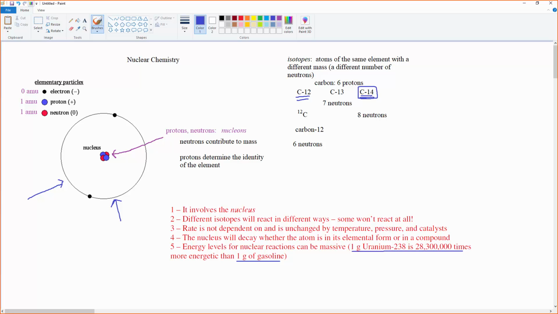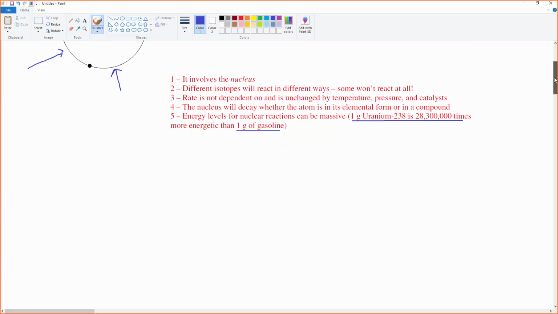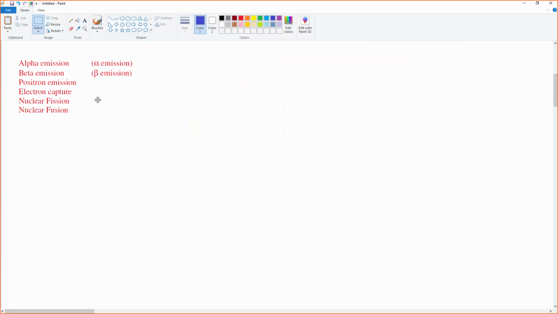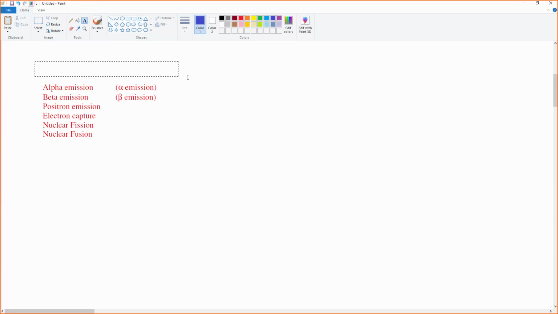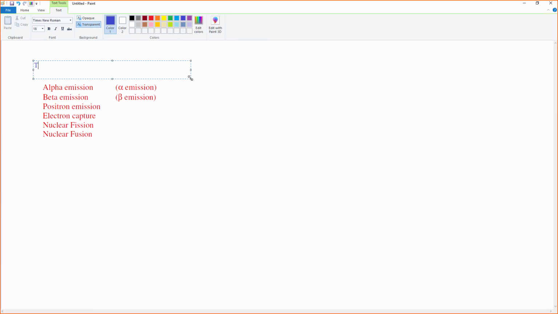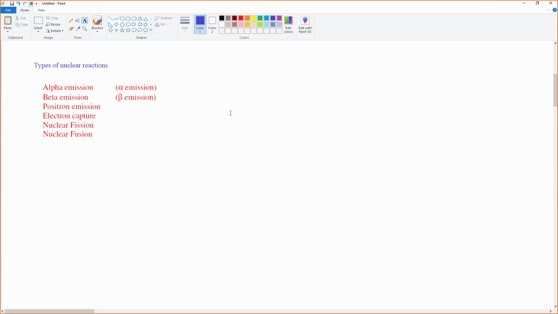So those are the differences between nuclear reactions and chemical reactions you should know and understand for the test. Okay, we have 6 different types of nuclear reactions which you need to know for the test and need to be able to apply. And let's just briefly go over what these are and how we represent these, and then we'll take a little break, okay? So I'm going to scroll down here. Types of nuclear reactions that you need to know.